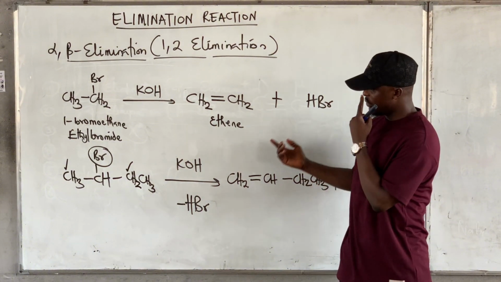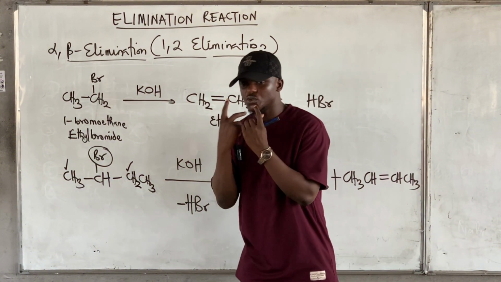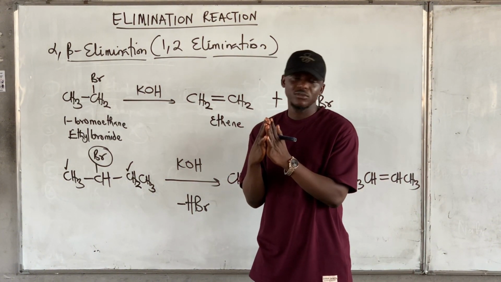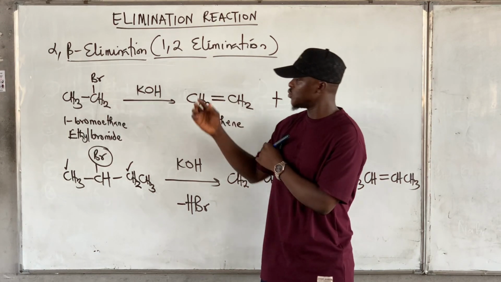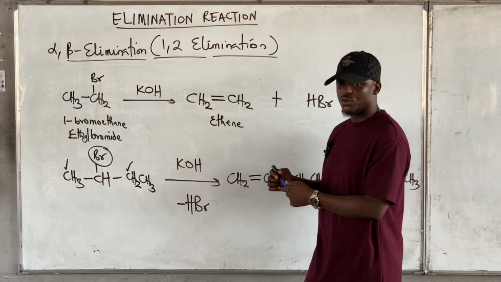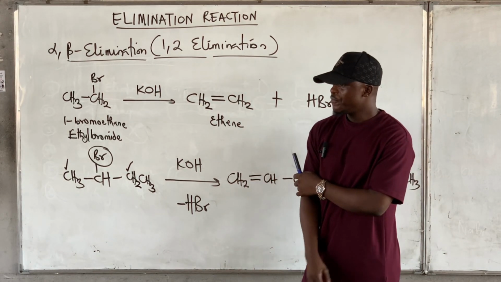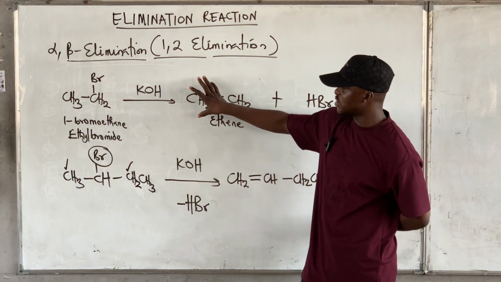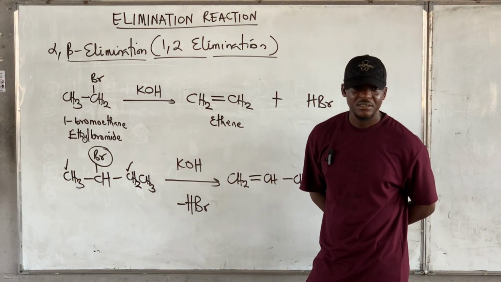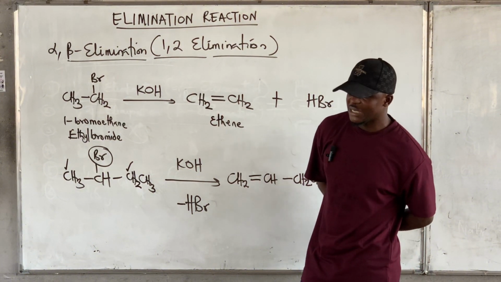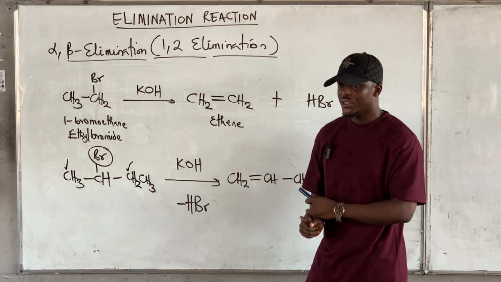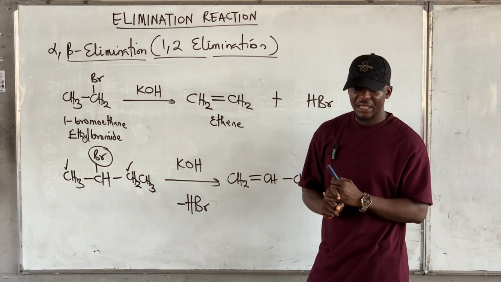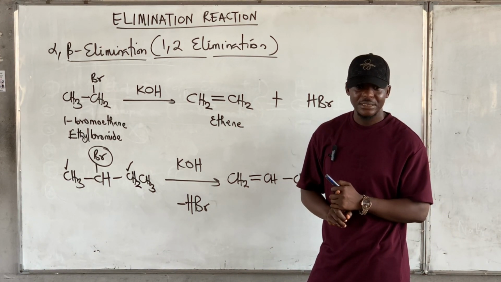The concept of elimination reaction deals with removal of two atoms from adjacent carbons, that's the 1,2 positions, to give us an alkene as a product. Having done this, there are mechanisms by which it takes place, so that's what we are going to dive into now. We have the E1 mechanism and the E2 mechanism.